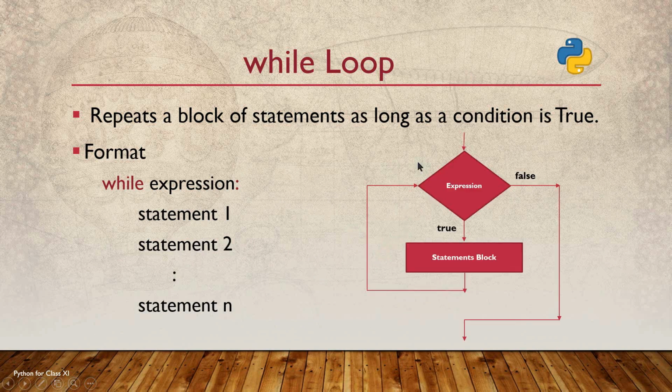If you observe the working of this while loop with the help of a flowchart, first the expression will be evaluated. If that expression evaluates to true, then the statement block will get executed. After that again the expression will be evaluated. In this way, this statement block will get executed repeatedly as long as this expression returns true. Whenever this expression returns false, automatically this while loop will get terminated.